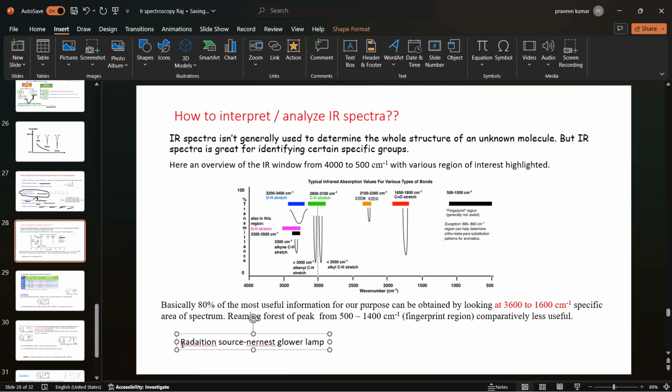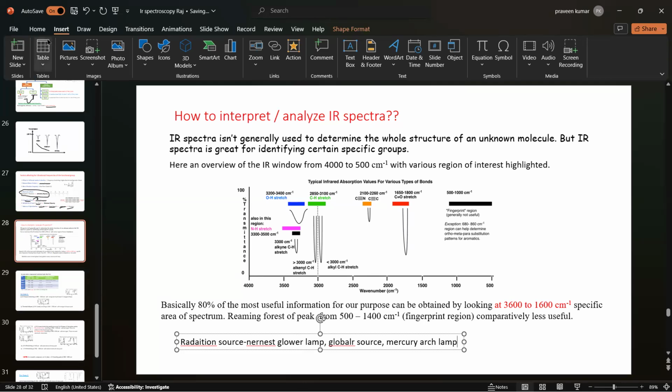Another one is the globar source. The globar source is another source. Another one is the mercury arc lamp. The arc lamp is also used. Globars are made up of silicon carbide.